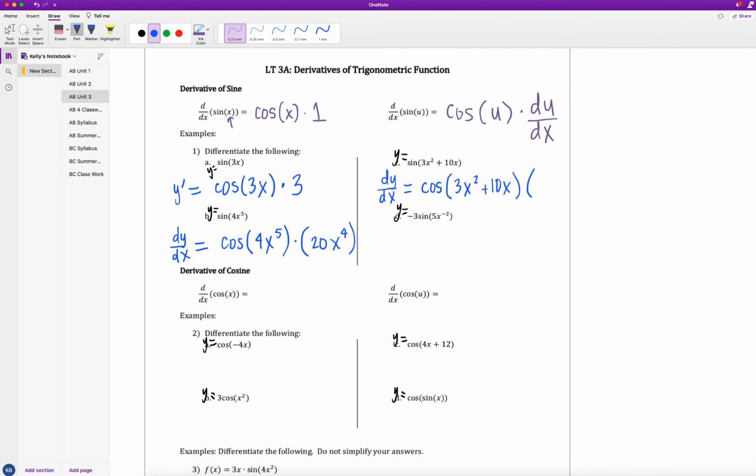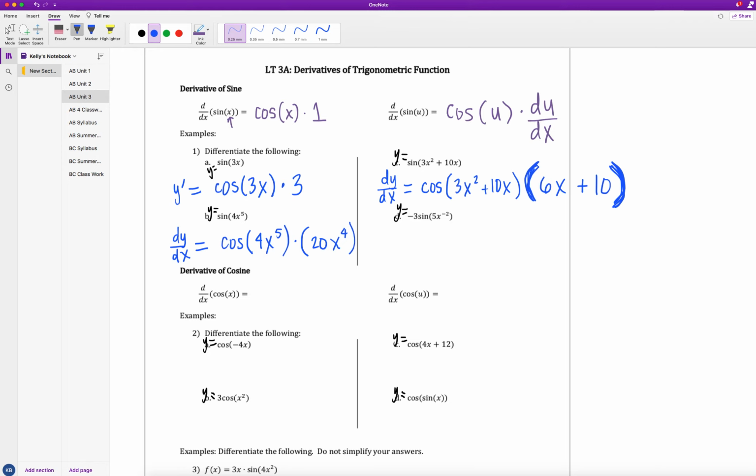Times, now the derivative of the inside function. I have two pieces here, and since they're added together, I can take their derivatives term by term. So the derivative of 3x squared is going to be 6x, plus the derivative of 10x will be 10. One thing that's different about C than A and B had was, since I had a sum of two functions as my innermost function, it is absolutely necessary that I have these parentheses around the derivative of the inside, since I want the entire 6x plus 10 to be multiplied to the cosine of 3x squared plus 10x.